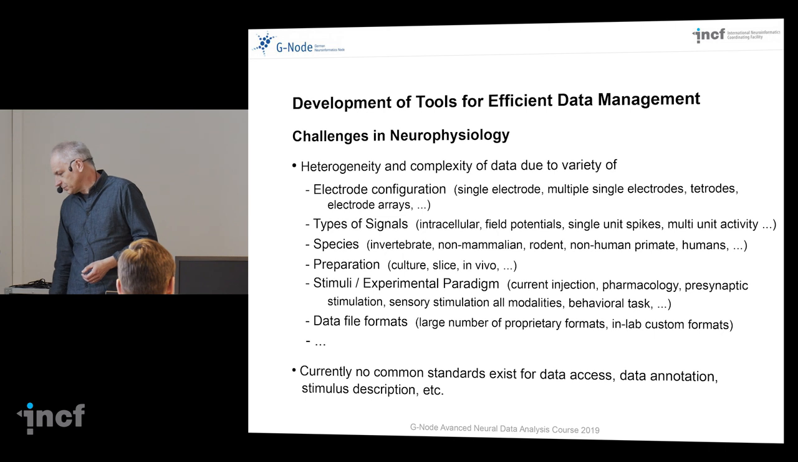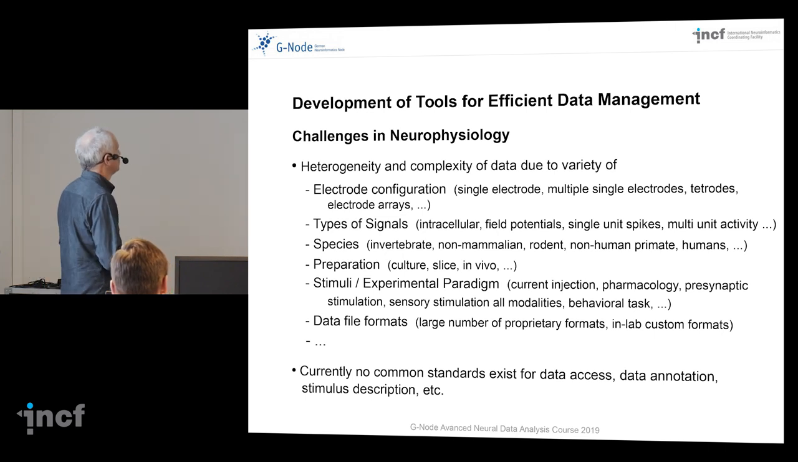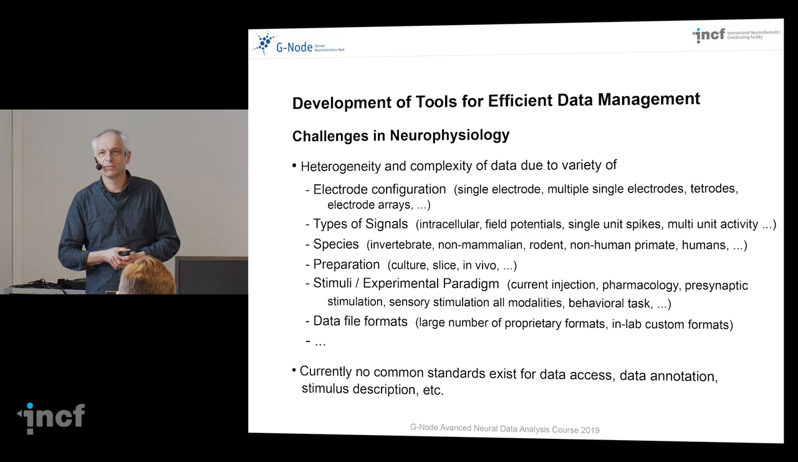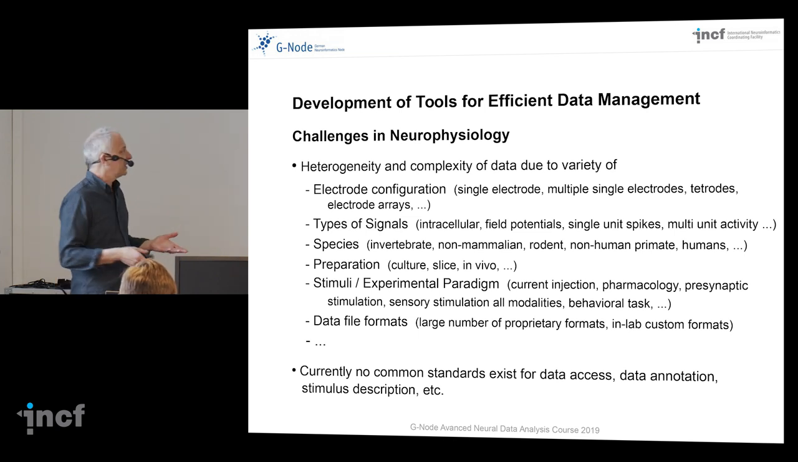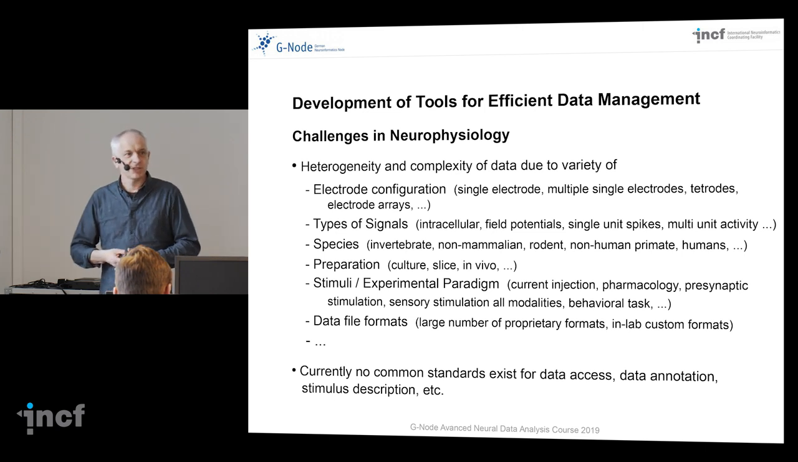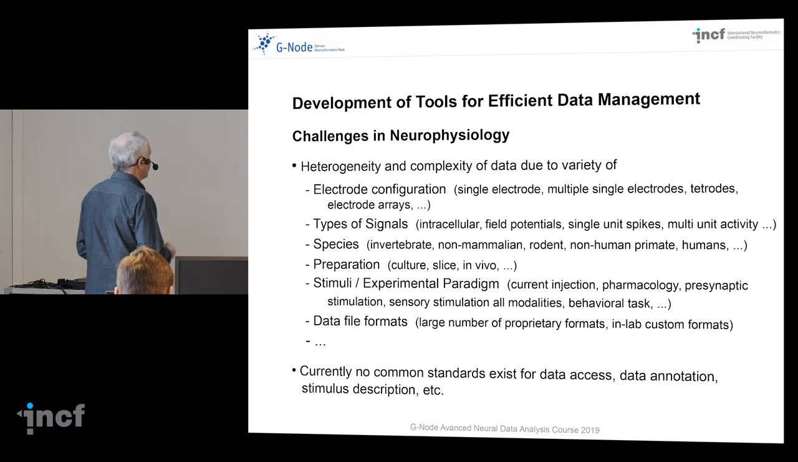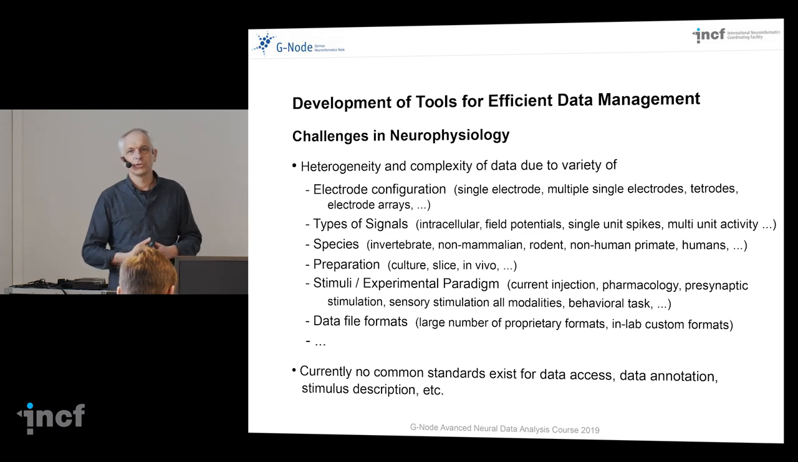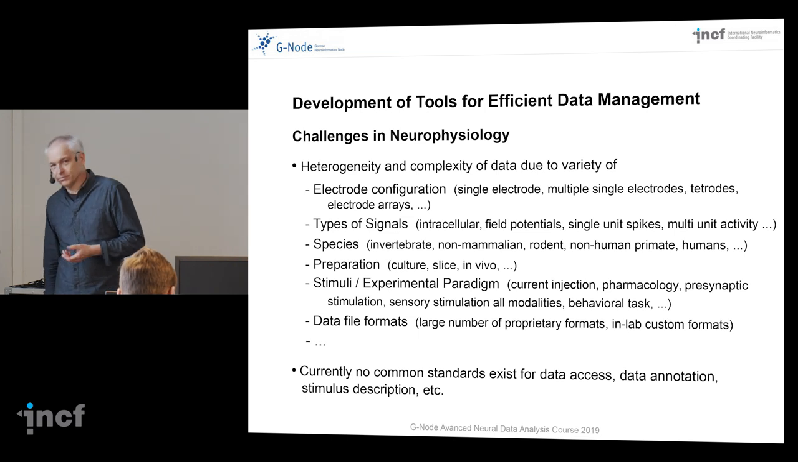So how could you do this? Over the years, we've been trying to come up with tools and solutions for these kinds of problems. The challenge that we face, especially in neurophysiology, is that the field is so diverse. We have a lot of different techniques, methods, and preparations. Different species are used, different experimental paradigms, and so forth. Every data acquisition system produces data in a different file format. There are no common standards on what to converge to, and that makes the situation really hard.